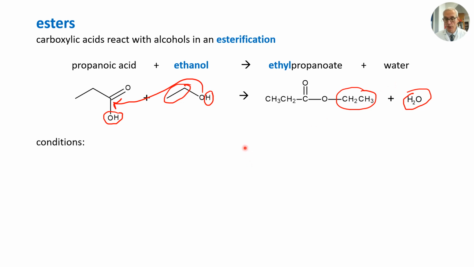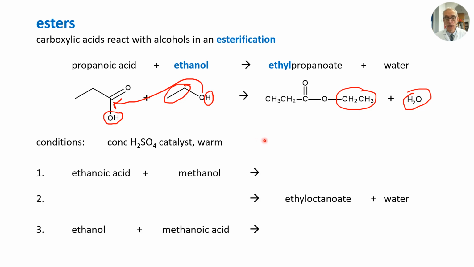Now the conditions you are expected to know and recall. Hot concentrated sulfuric acid acts as a catalyst. Here are 3 word equations describing esterifications. So we're missing the products in number 1, we're missing the reactants in number 2, and we're missing the products in number 3. Pause and fill in the missing chemical identities. Come back when you are ready to check your chemistry.